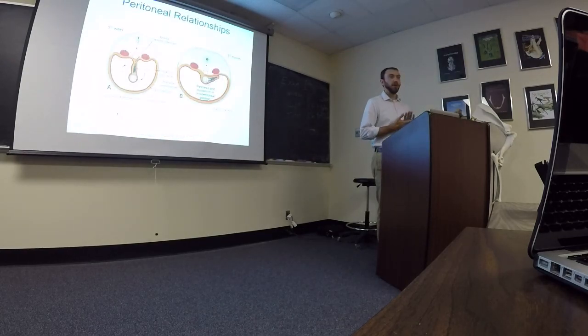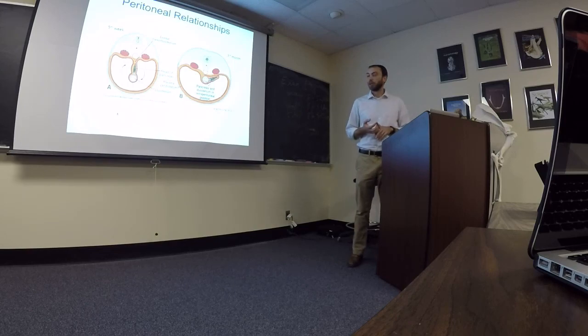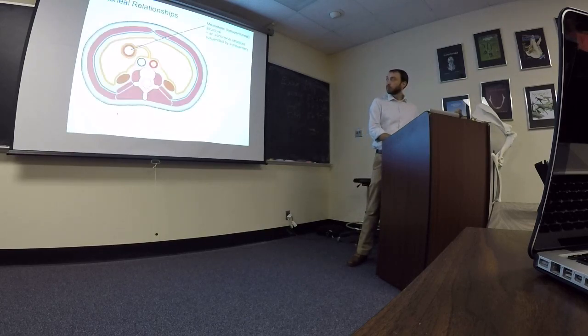All right, so now we'll go over peritoneal relationships. So some of this will be a review from what Dr. Fliegel talked about last time. So determining what is mesenteric versus primarily or secondarily retroperitoneal. And then we'll finish this off by going into an explanation of why certain structures end up in different parts of the abdomen.